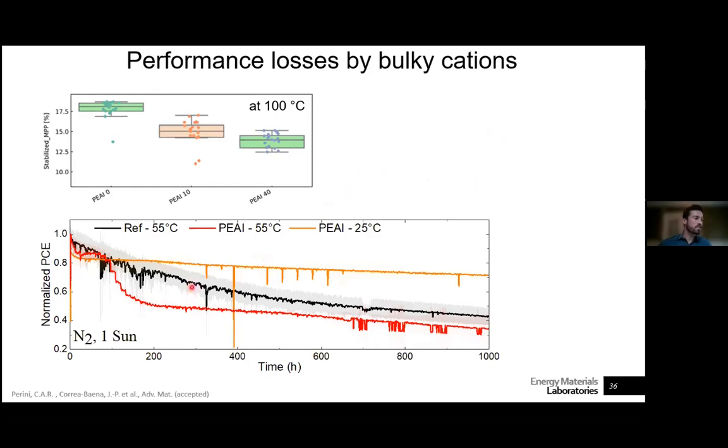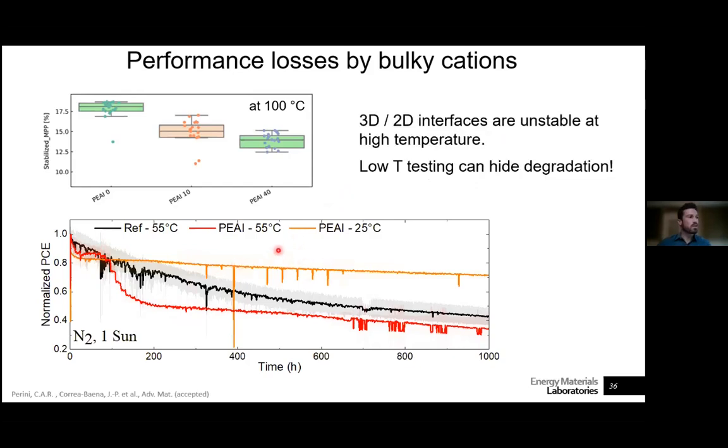Importantly, these variations are observed only at high temperatures. If we decrease the temperature to 25 degrees Celsius, all these dynamics are masked. So it is very important, when you test 2D/3D structures, to test those at different temperature ranges to try to reveal these hidden degradation dynamics.